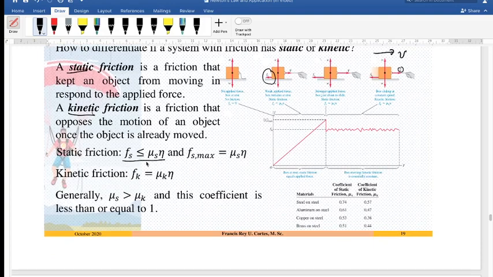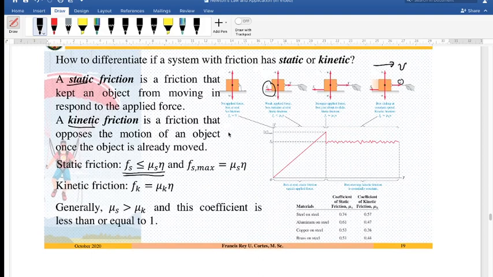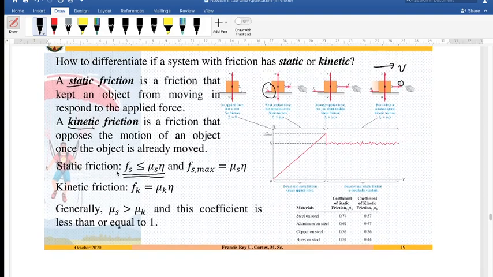So before the object starts to move, the static friction force is less than or equal to mu s times n. The mu s here is the coefficient of static friction. It will tell you how much force you need to apply to overcome the static friction. And the n here, the eta, the Greek symbol, is the normal force. Some books refer to the normal force as just n. So when you overcome the static friction that holds the surface and the object together, this is where the maximum static friction occurs, which is now equal to mu s times n.